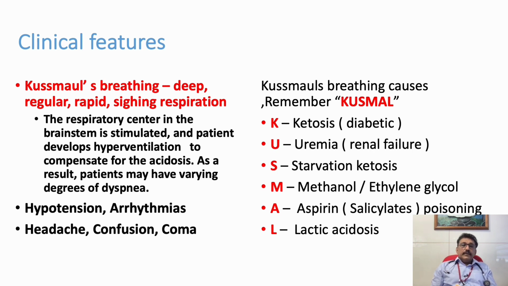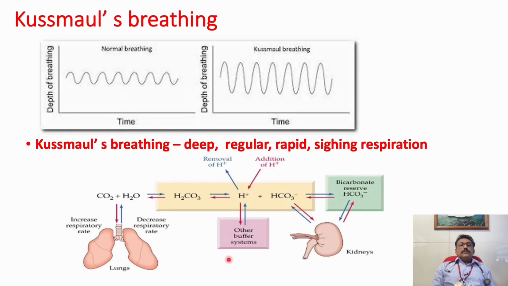So whatever we have seen in the previous slide is the same, but Kussmaul's breathing can be produced by various types of acidosis. The major causes we can remember with the mnemonic Kussmaul. Patient can also have hypotension, arrhythmias, headache, confusion, coma. Now this is Kussmaul's breathing. Compare with the normal breathing. Normal breathing, you can see in the first tracing. The second tracing shows how deep it is, how fast it is. You have to compare with the normal.